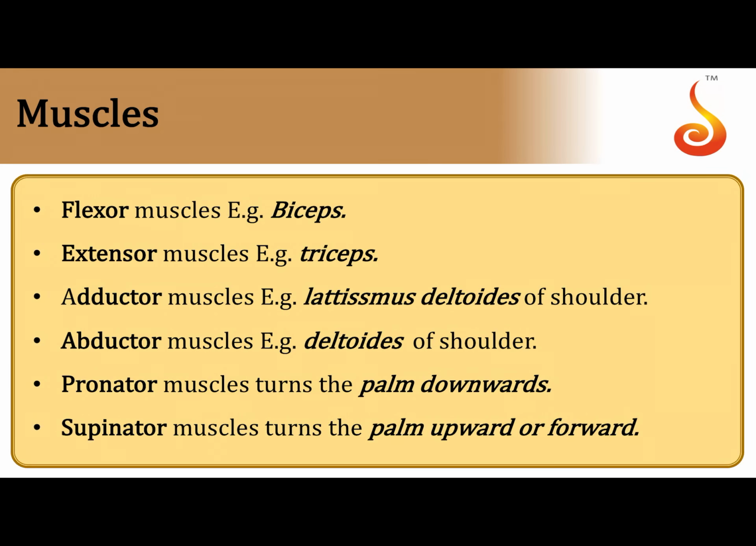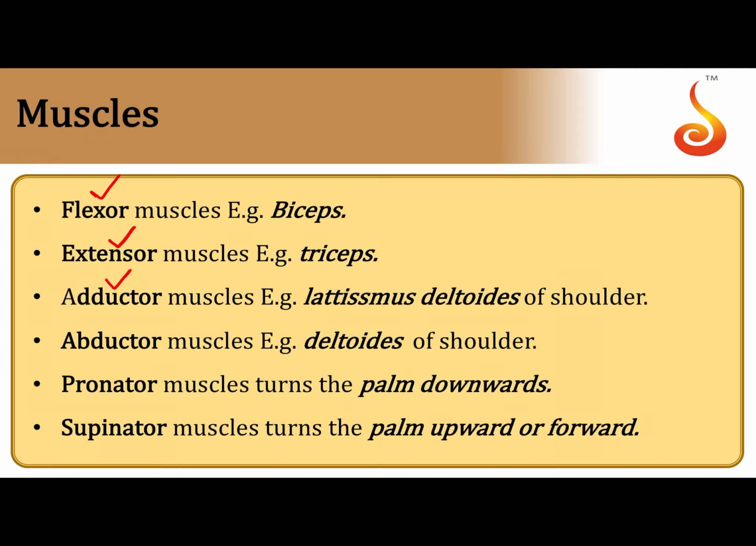Now there are different types of muscles based upon what action they actually bring about. For example, if there is a muscle that brings a part of the body closer to another, like when you bend your hand at your elbow, that is called a flexor muscle. A muscle which moves an organ away from another organ, like when you extend your hand, is your extensor muscle. And then you have adductor and abductor muscles.